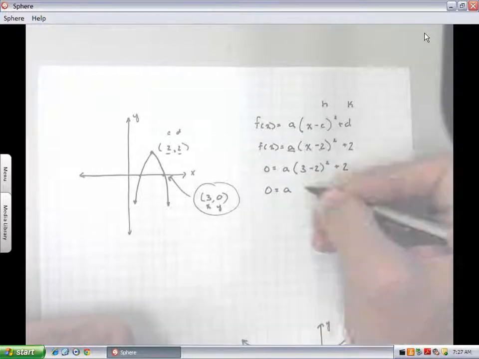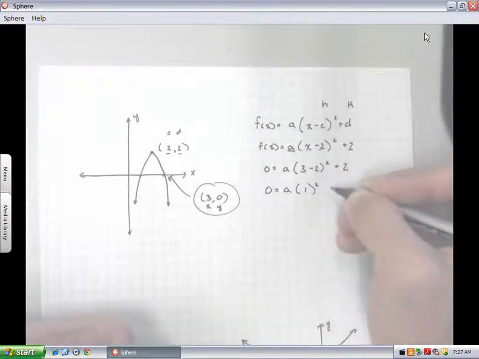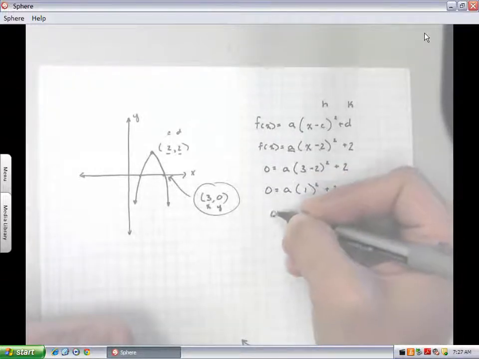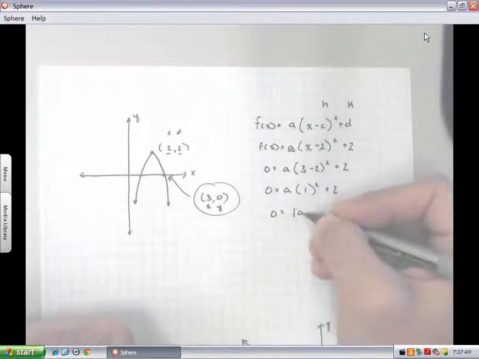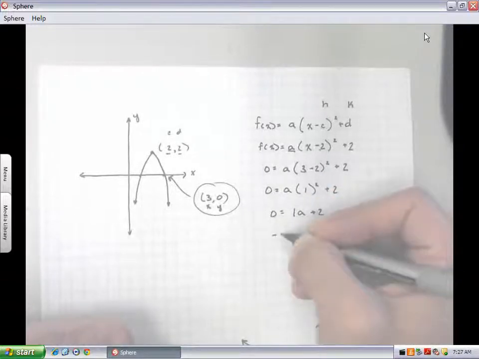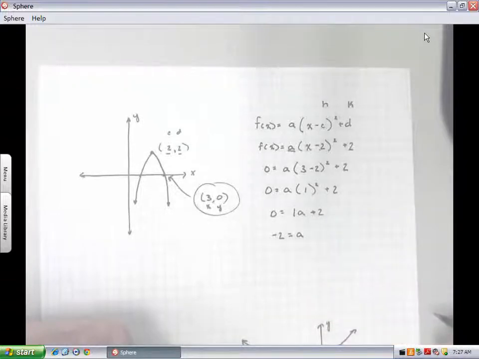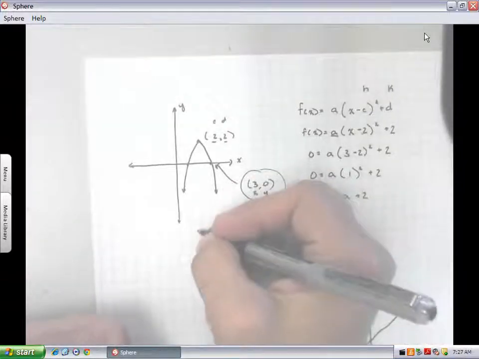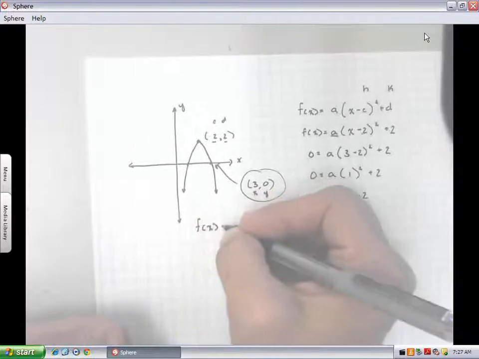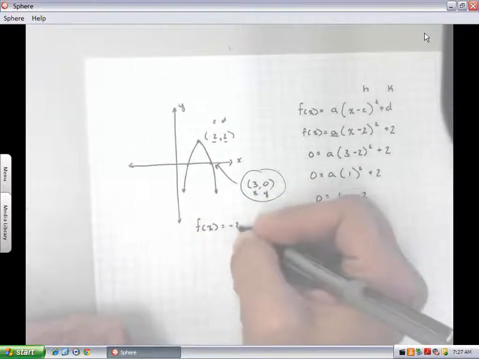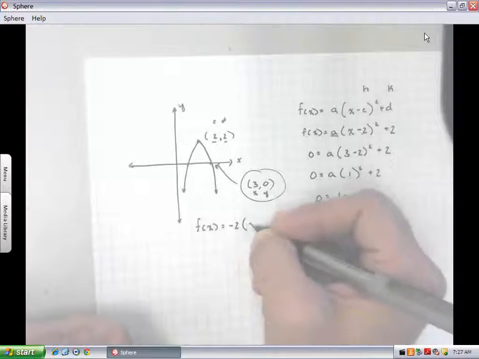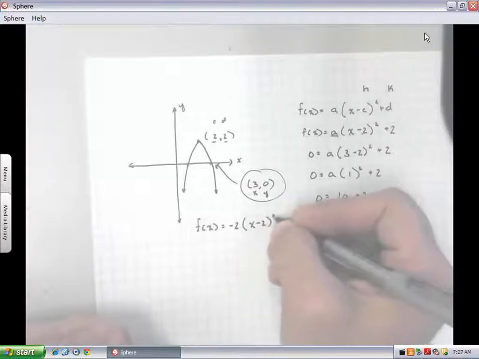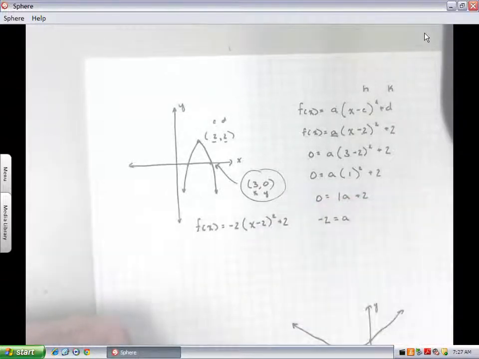So 3 minus 2 is 1 squared plus 2. So I get 1a plus 2, and a equals negative 2. So now I know that the equation of that parabola is f(x) equals negative 2 times the quantity (x minus 2) squared plus 2.